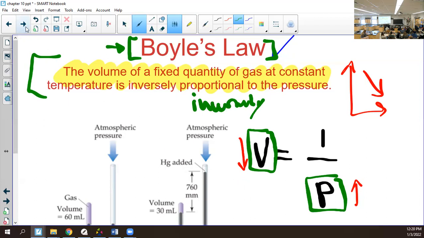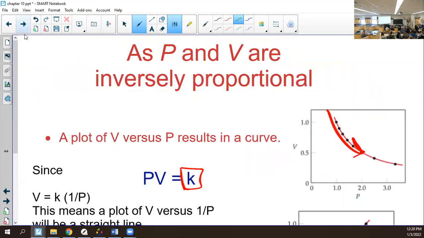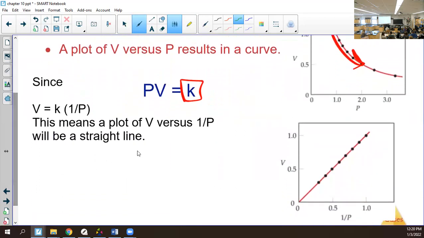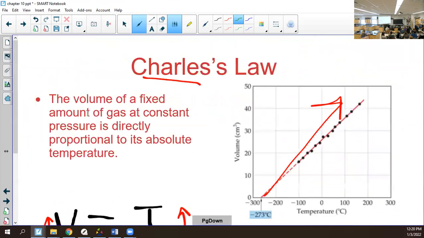Okay, next up. Don't write much of this. But as P and V are inversely proportional, a plot of V versus P results in a curve. Don't really worry about that. This means a plot of V versus 1 over P would be a straight line. You don't need to do that. Don't even write it. I refuse to let you write that down.